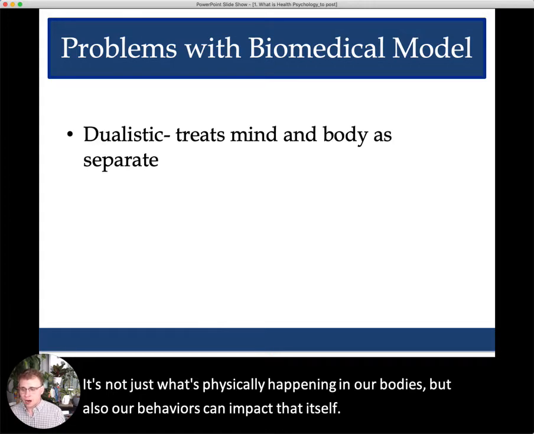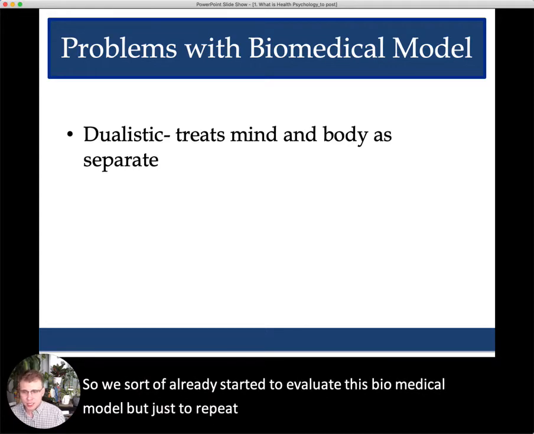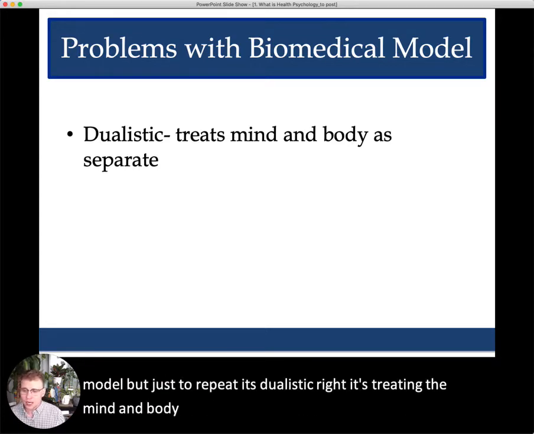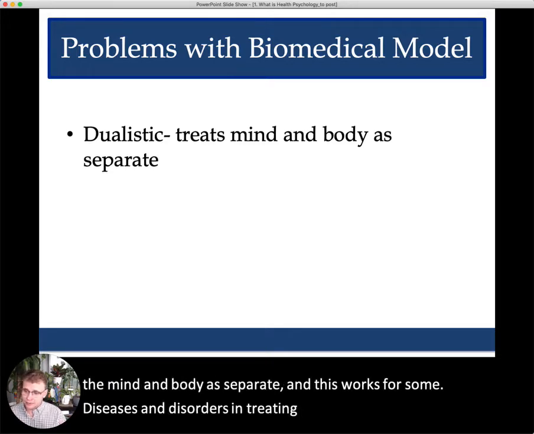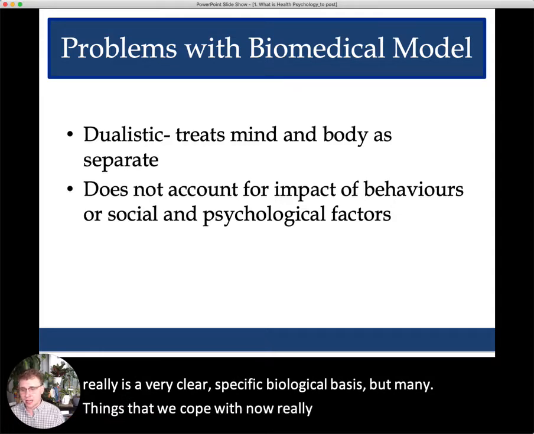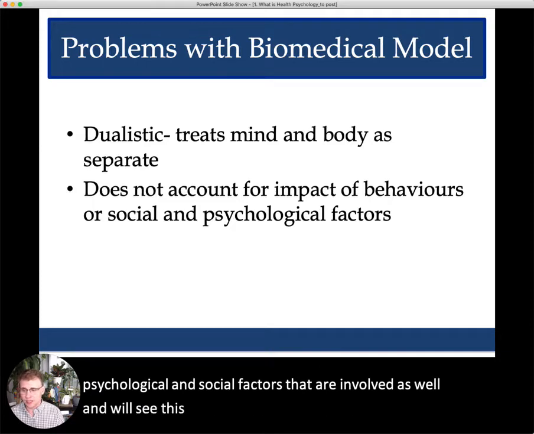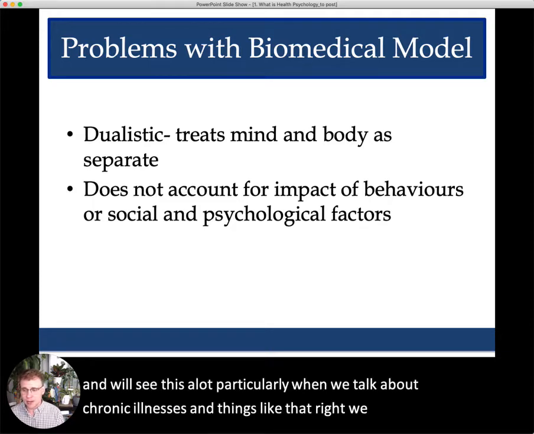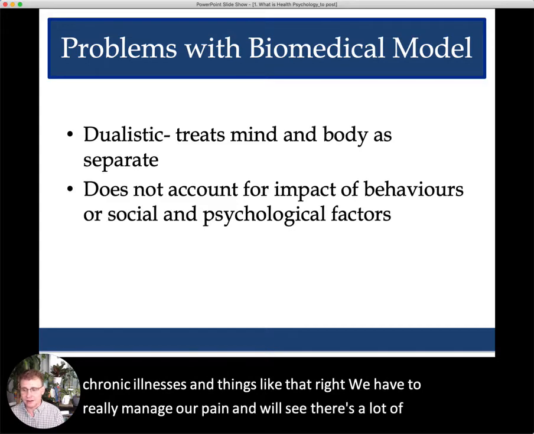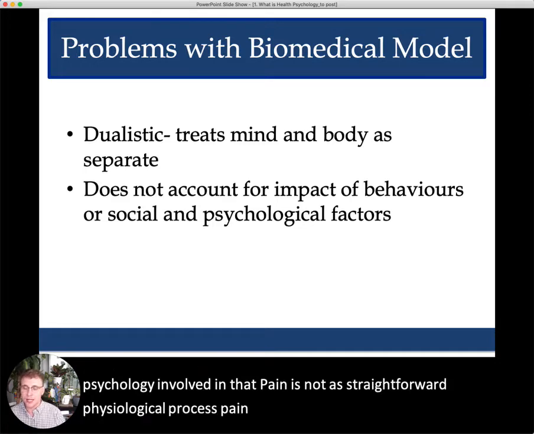So we sort of already started to evaluate this biomedical model, but just to repeat, it's dualistic, right? It's treating the mind and body as separate. And this works for some diseases and disorders in treating them where there really is a very clear, specific biological basis, but many things that we cope with now, they really do have psychological and social factors that are involved as well. And we'll see this a lot, particularly when we talk about chronic illnesses and things like that, right? We have to really manage our pain, and we'll see there's a lot of psychology involved in that. Pain is not a straightforward physiological process. Pain is all in the mind, and so we'll talk about that.